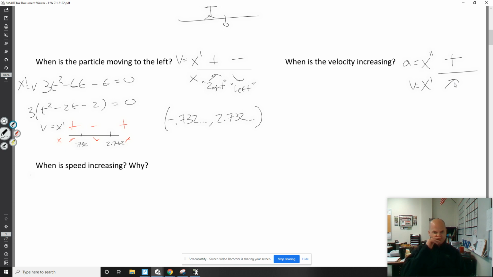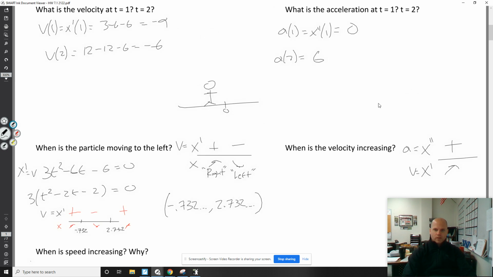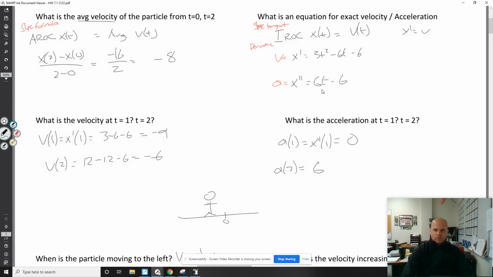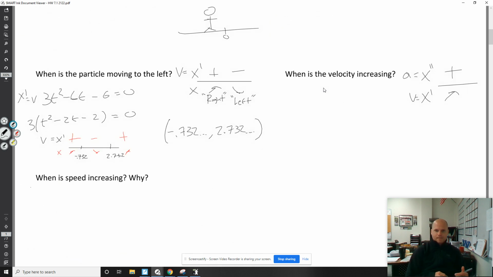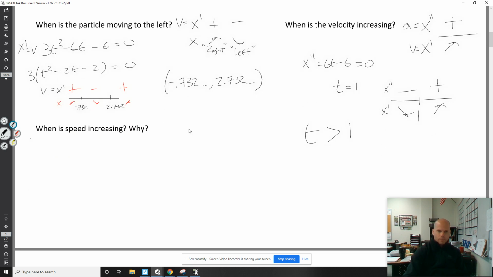Acceleration is the derivative of velocity. How do you figure out when something's increasing or decreasing? Look at when the sign of its derivative is positive or negative. We have the acceleration formula: it's 6t minus 6. So x double prime is 6t minus 6. We'll do a sign analysis with this. We get t equals 1, not 0, 1. X double prime, which is a, is negative and then positive. That's telling me x prime, which is v, is decreasing then increasing. V is increasing for t greater than 1.